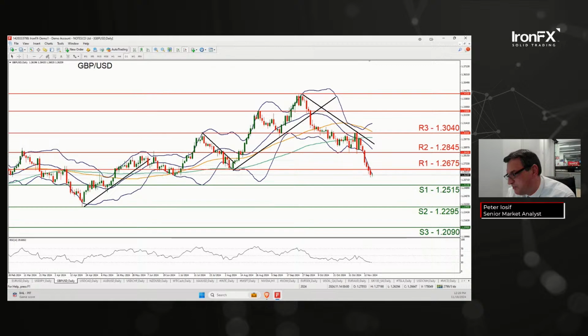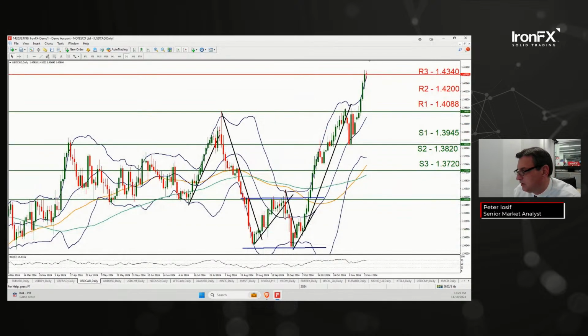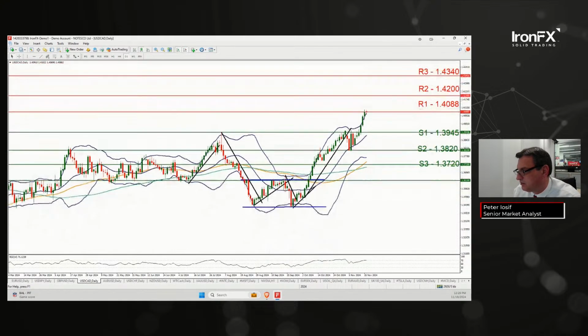While on the flip side, a bullish outlook, which is very remote right now, but still a possibility, would require the pair to breach definitely the R1 1.2675 and reach, if not breach, also the R2 1.2845. Once again, we remain bearish for the pair for the time being. USD CAD is in a similar but reverse picture as cable.